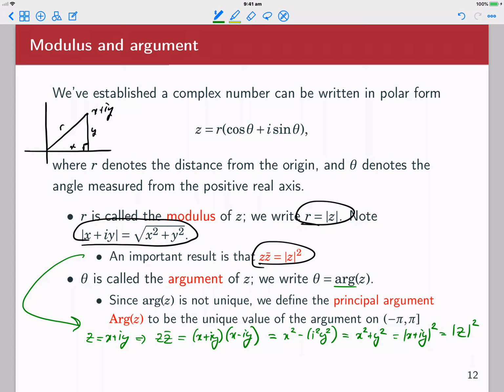And the reason for that is that if you have any angle and you go around one revolution, so if you add 2 pi to that angle, you come back to the same location. So every time you go around in a revolution, or multiple revolutions, whether it be clockwise or anti-clockwise, you land in the same position. And so you can have the same complex number, and you can write its argument in infinitely many different ways.